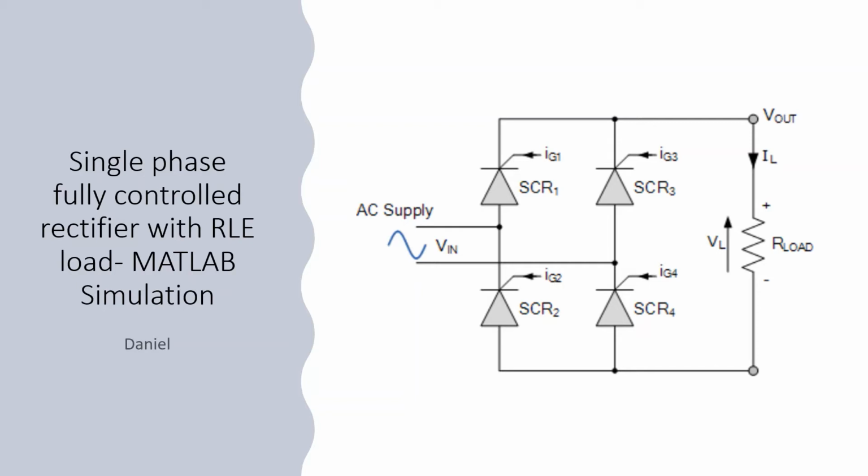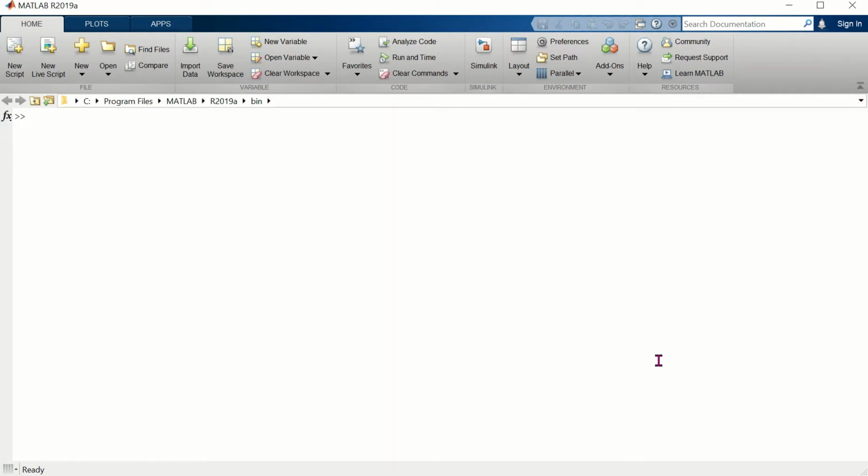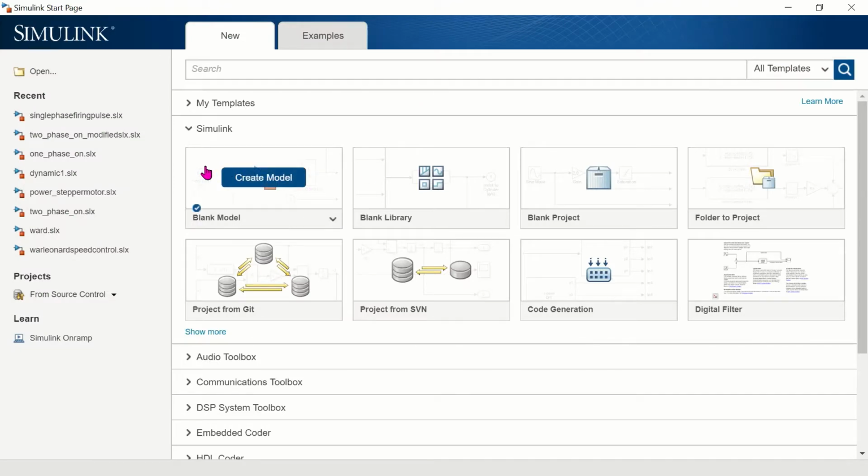Hi everyone. In this video I am going to demonstrate how to use MATLAB and do the simulation for single phase controlled rectifier with RLE load, in both converter mode and also the inversion mode. For my simulation I am going to use MATLAB Simulink, selecting a blank model.